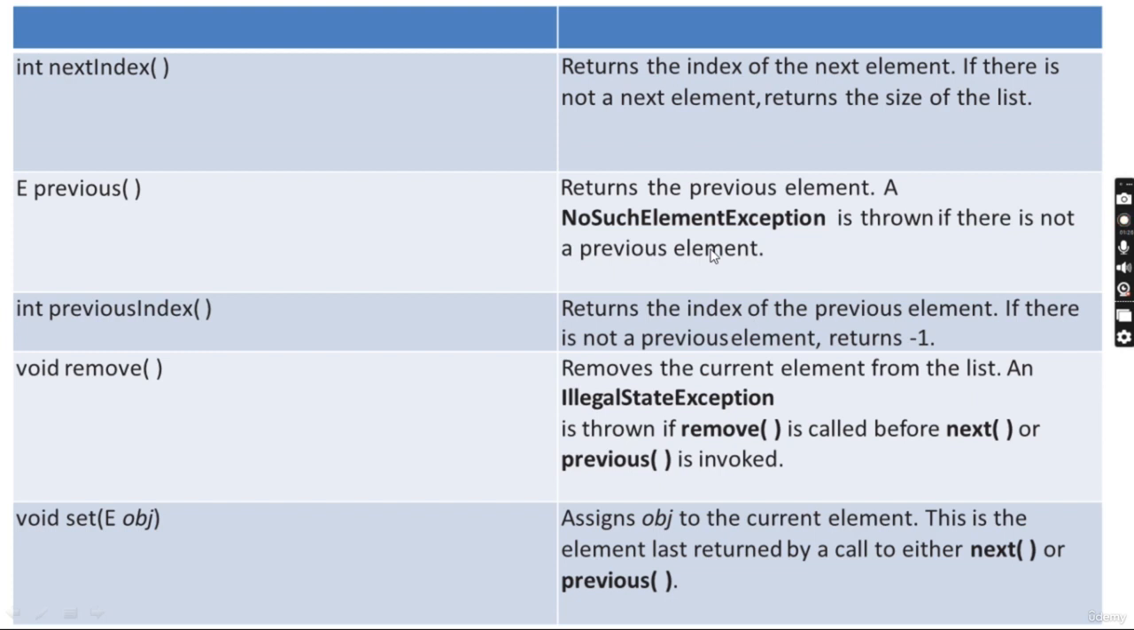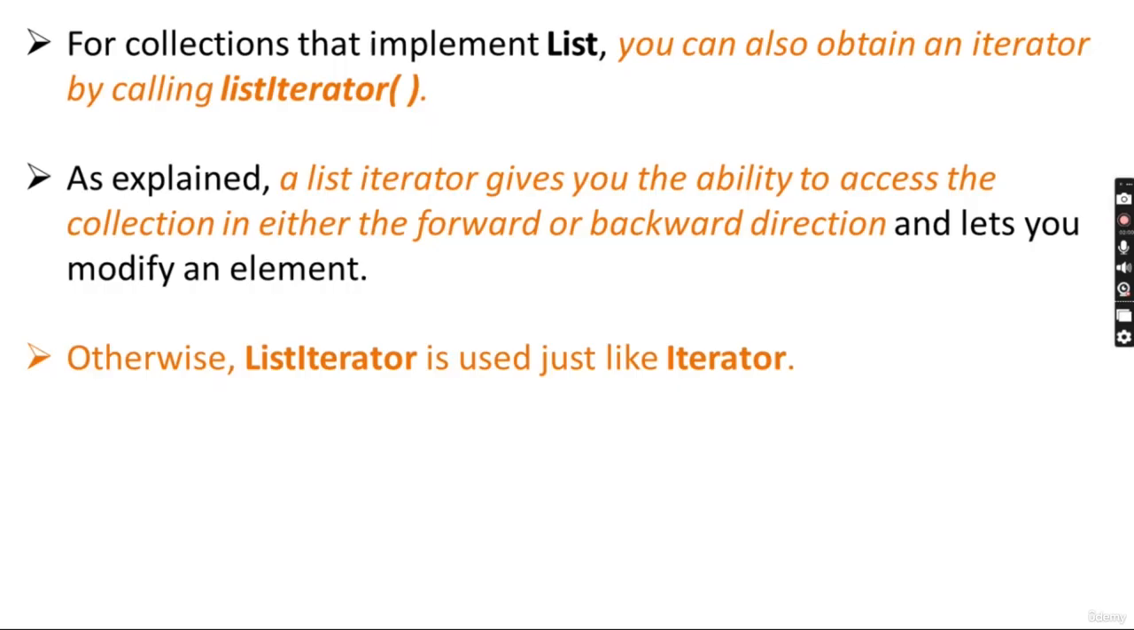void remove() removes the current element, wherever your current index or current pointer is. An IllegalStateException is thrown if remove is called before next or previous is invoked. Before your next method call or previous method call, if you are invoking remove, then it will throw the IllegalStateException. void set(E obj) assigns the object to the current element. This is the element last returned by a call to either next or previous.